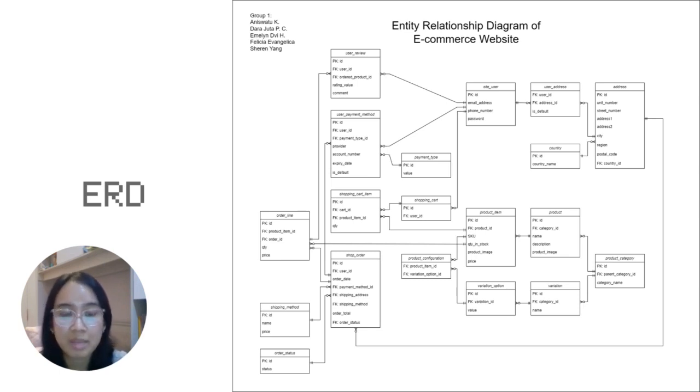It has one relationship with user payment method. So it's a mandatory one to optional many, since each of the payment types can be utilized by many payment methods, but each payment method belongs to one payment type. And then we move on to shopping cart table.